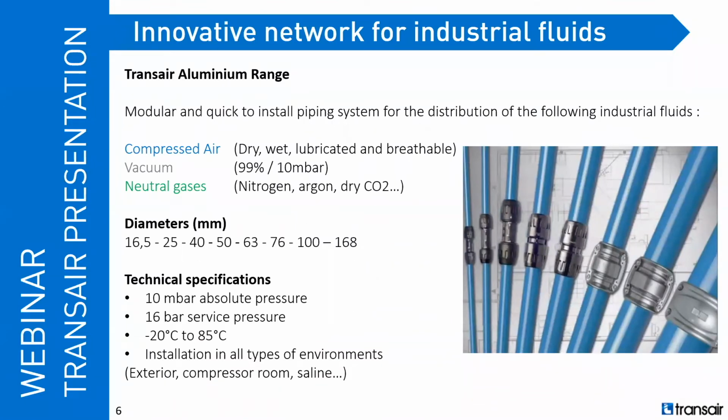Just a few words regarding Transair aluminum range specs, as it is the one that we are going to use today for the BIM demonstration. Transair is a modular and quick to install pipe system for the distribution of the following industrial fluids: compressed air, which could be dry, wet, lubricated, and breathable; vacuum, up to 10 millibars absolute pressure; and neutral gases, such as I've just said before, nitrogen, argon, dry CO2 mainly, and their mixes.